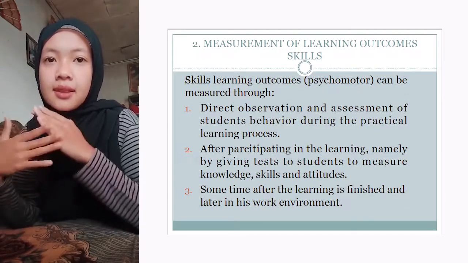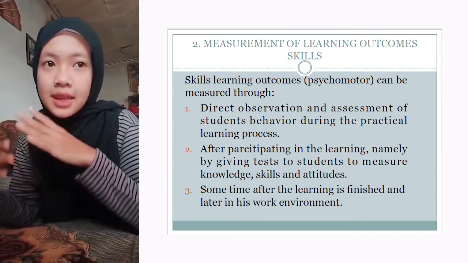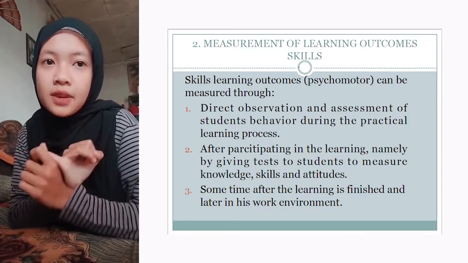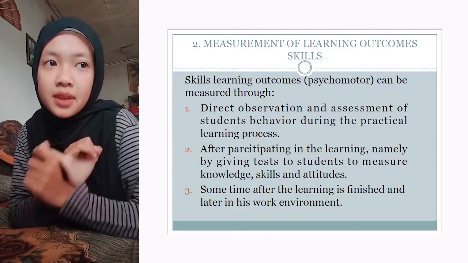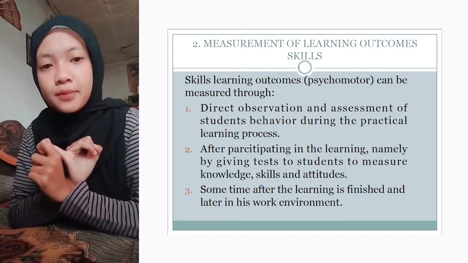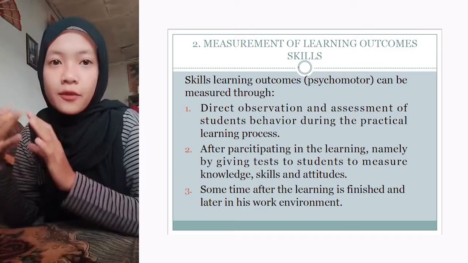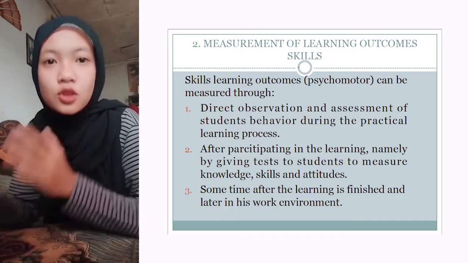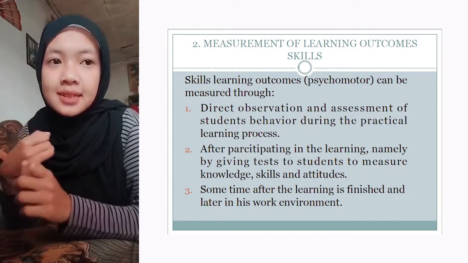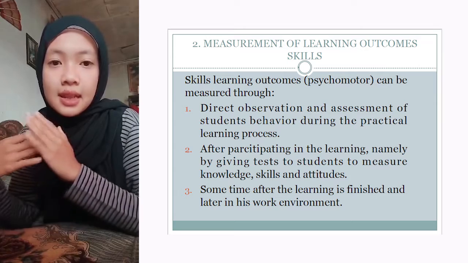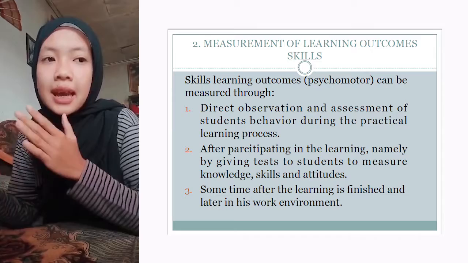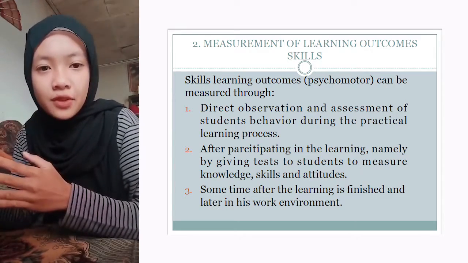Okay, Ryan in 1980 said that skills learning outcomes or psychomotor can be measured through, first, direct observation and assessment of students' behavior during the practical learning process. Next, after participating in the learning, namely by giving tests to students to measure knowledge, skills, and attitudes. And last, or third, is sometime after the learning is finished and later in his work environment.